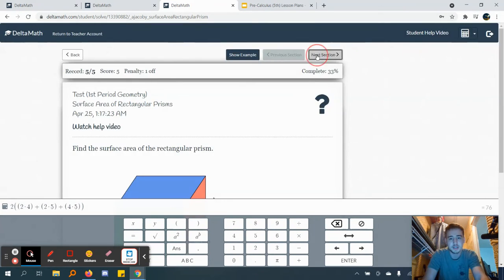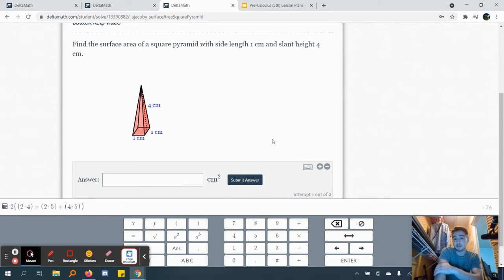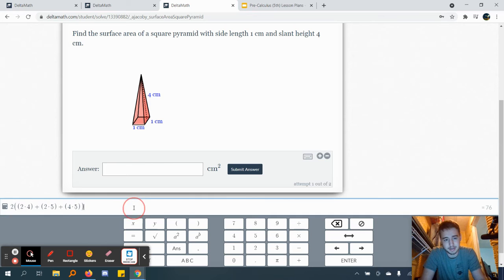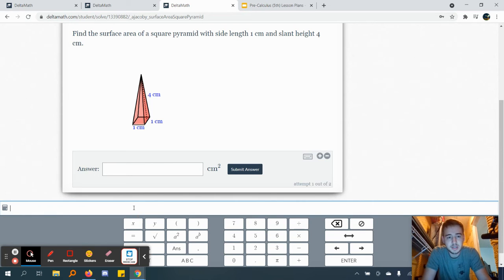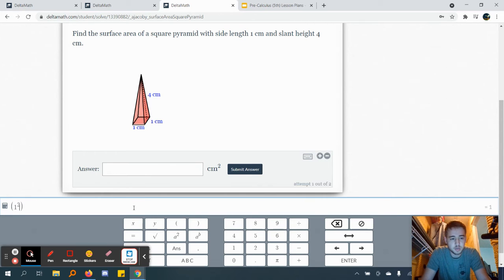Let's just go ahead to the next section. So this is going to be a little different. However, we don't need to worry yet about the actual height of the pyramid, but only the slant height. So this is going to be something squared. So 1 squared, because it's going to be the side length of the square of the base. And we're going to have 4 triangles. So we're going to have 4 times something.